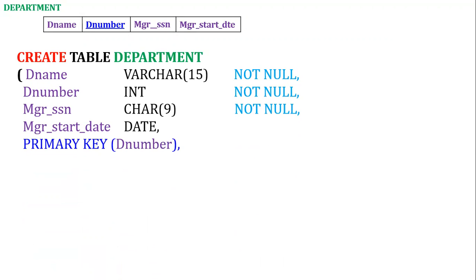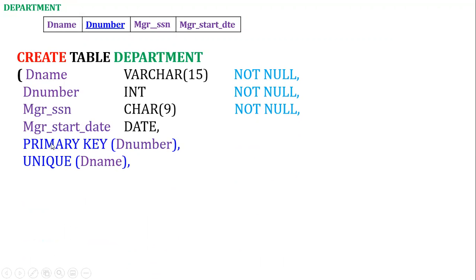Now here the primary key is D number. Then we have added one more constraint here: UNIQUE D name. For the first one, for D name I have given NOT NULL. This means we cannot leave any row without entering a value for D name. You should enter some value for D name, the department name. And again, we cannot have more than one department with the same name. So this should be unique.